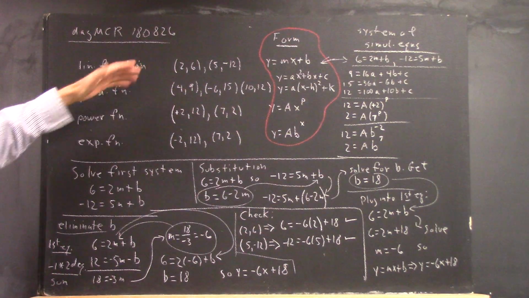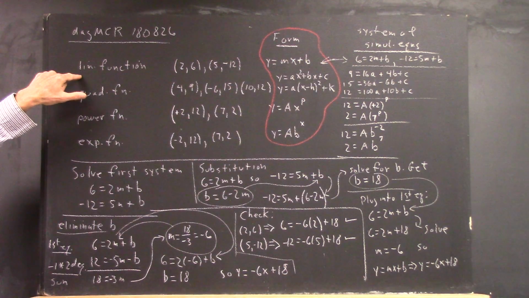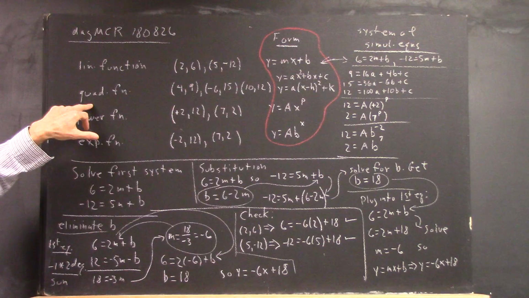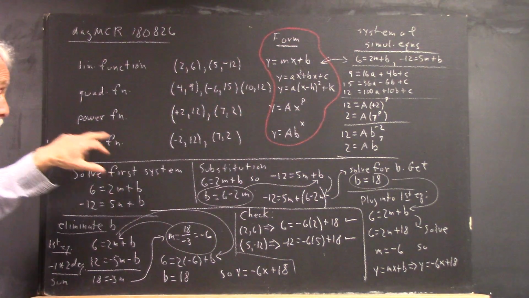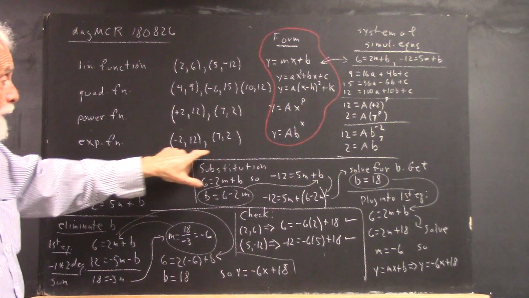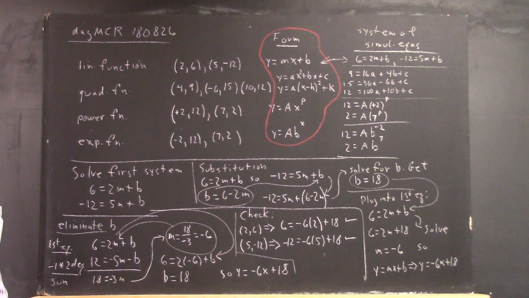Okay, so the first question was, we want to find a linear function whose graph passes through these 2 points, a quadratic function whose graph passes through these 3 points, a power function whose graph passes through these 2 points, and an exponential function whose graph passes through these 2 points. Okay? How do we do that?